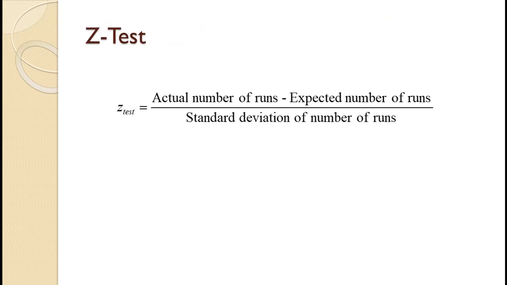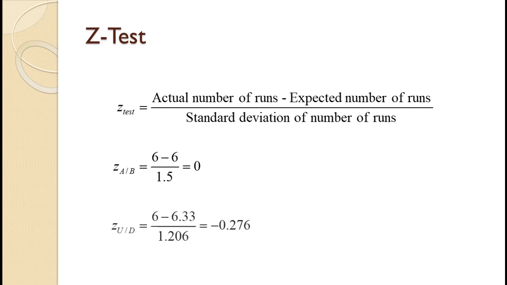We compute the z-value for either test as the actual number of runs counted earlier minus the number of expected runs computed earlier, quantity divided by the standard deviation of the number of runs computed earlier. For the above-below test, 6 minus 6 divided by 1.5 equals 0, so we conclude the process is in control based on this test. For the up-down test, 6 minus 6.33 divided by 1.206 equals negative 0.276. This is within plus or minus 2, so we conclude the process is in control based on this test as well.